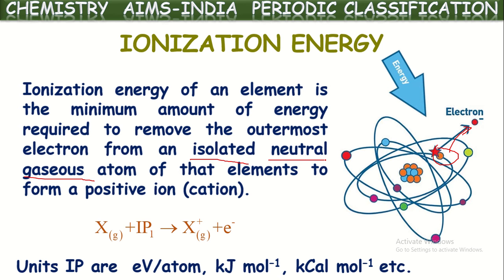It can be expressed mathematically like this. Suppose X is an isolated neutral gaseous atom of an element. Then if we supply a certain amount of energy, it will eject an electron from its outermost orbit. The energy absorbed by that atom in that condition is called ionization energy or ionization potential. Then the atom is converted into a positive ion or cation.